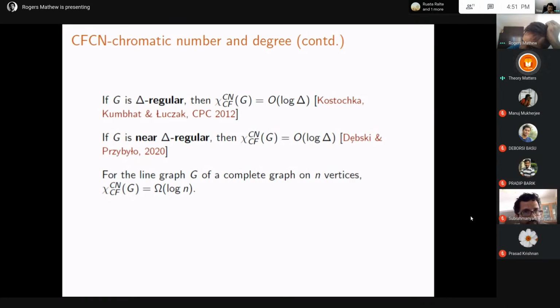But perhaps list decoding is a very old problem in coding theory. It's been looked at since the 60s, and I'm sure there will be a version of these kinds of objects which might be of interest there. That's really just, maybe Subru can tell a bit more about this.